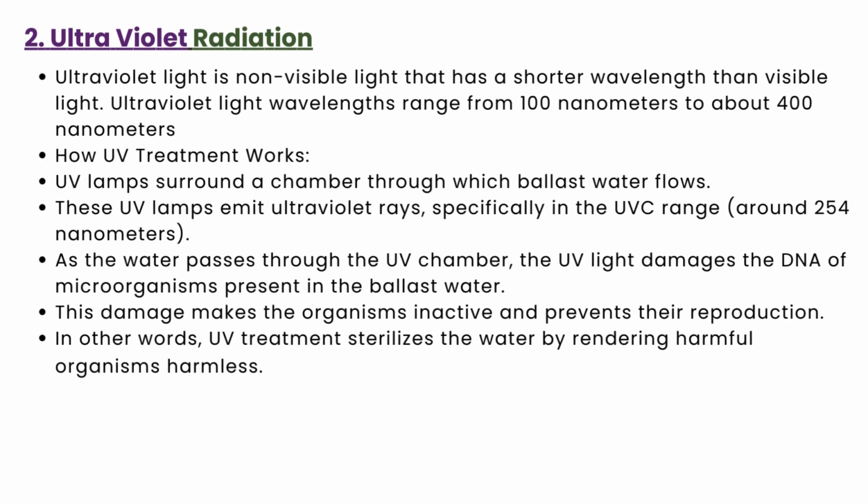The next one is ultraviolet radiation. Ultraviolet is a non-visible light which has a shorter wavelength than visible light. The ultraviolet light wavelength is around 254 nanometers, within the range of 100 to 400. A UV lamp surrounds the chamber through which ballast water flows. As the water passes through this UV chamber, the UV light damages the DNA of the microorganisms.